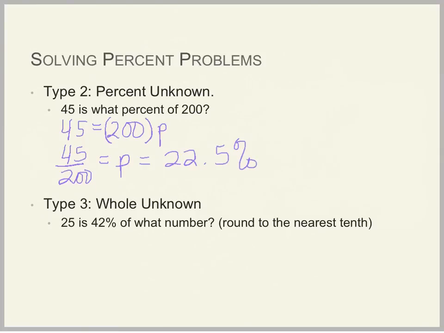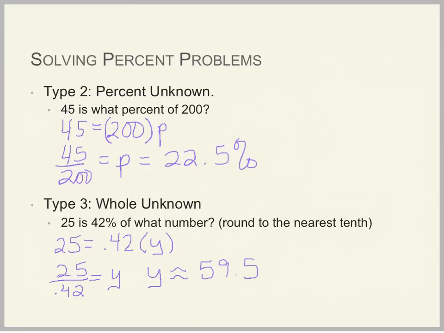Sometimes the whole is unknown. 25 is 42% of what number? We can write this as 25 equals 42%, I'm going to write that as a decimal, of what number? We don't know that number, so we can call that a variable y. Or I can remember that the part divided by percent is the whole. So 25 divided by 42% is our whole that we don't know, y, which we find out to be approximately, again rounding to the nearest tenth, 59.5.